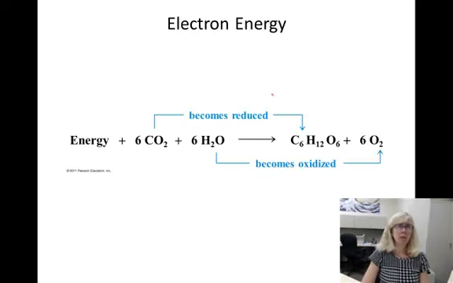This equation should look familiar. It's the reverse of the one we saw in cellular respiration. Now we're reducing the carbon molecule and oxidizing water.